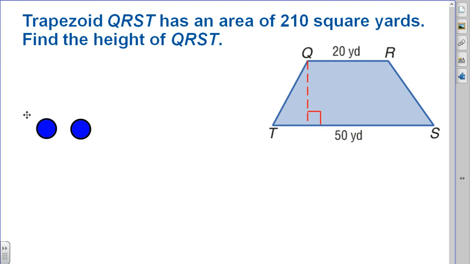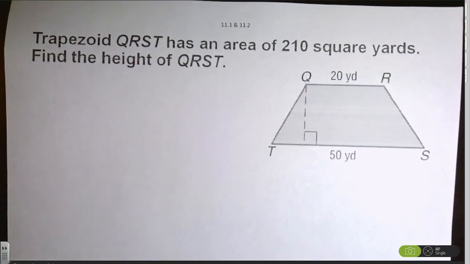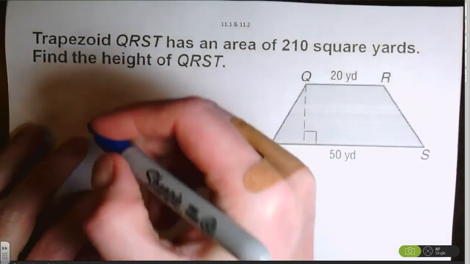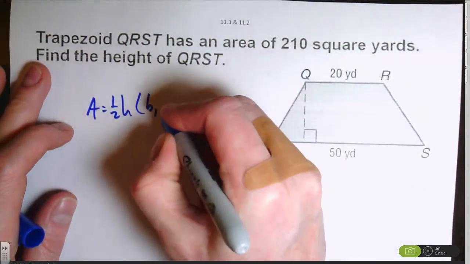Okay, last example then for this section. Trapezoid QRST has an area of 210 square yards. Find the height of QRST. So we're solving for part of it, knowing another part. Alright, so we look at this, our formula for area of a trapezoid: 1/2 height times base 1 plus base 2.